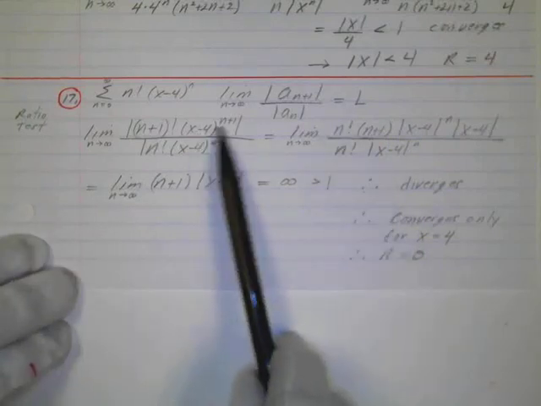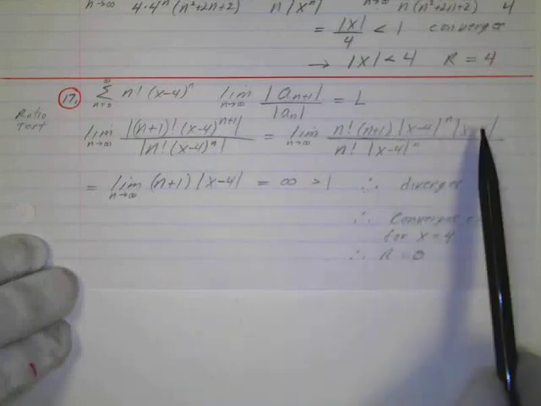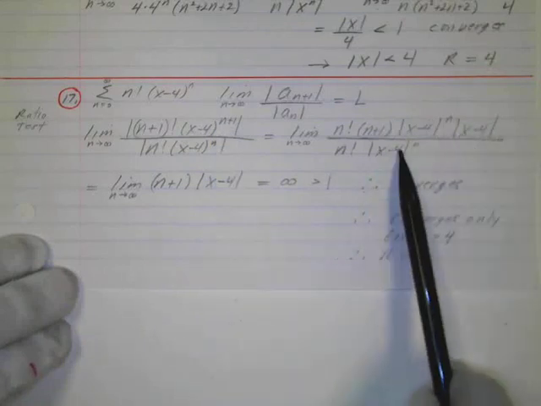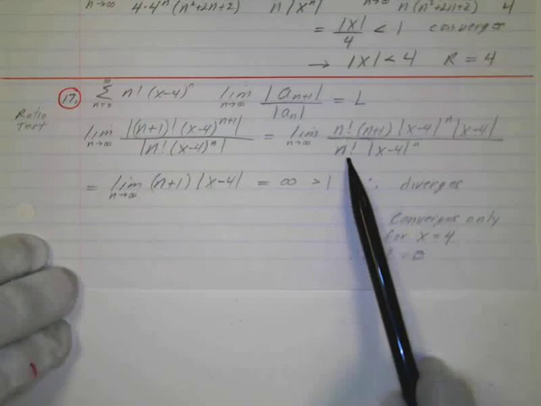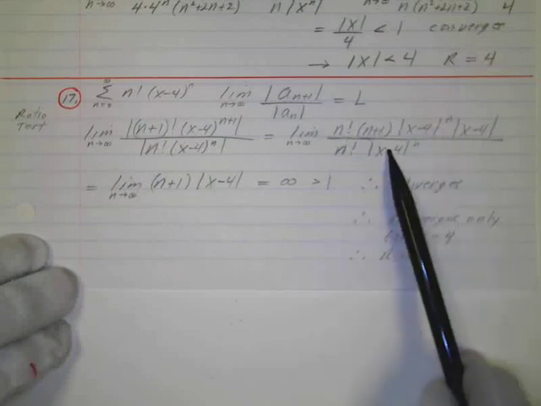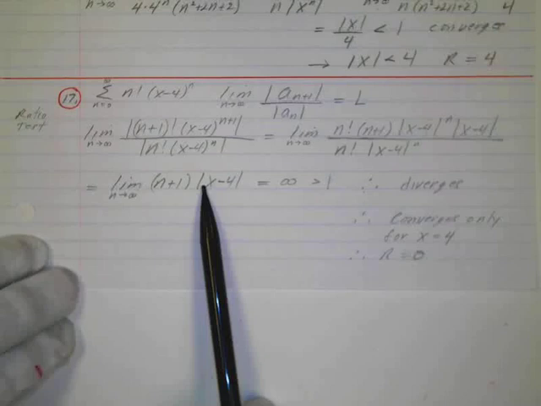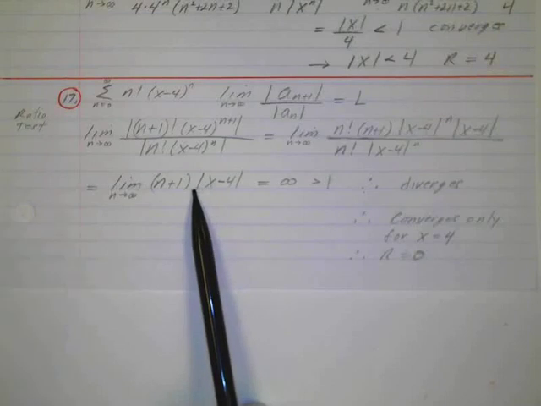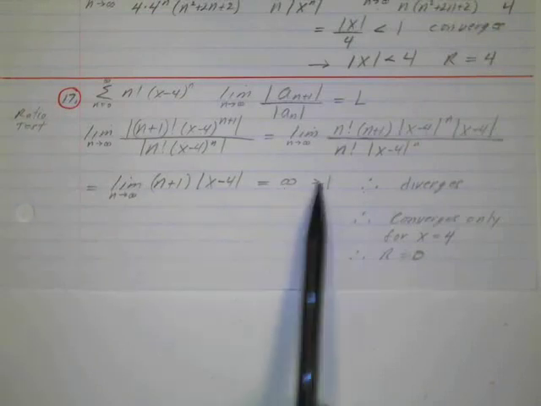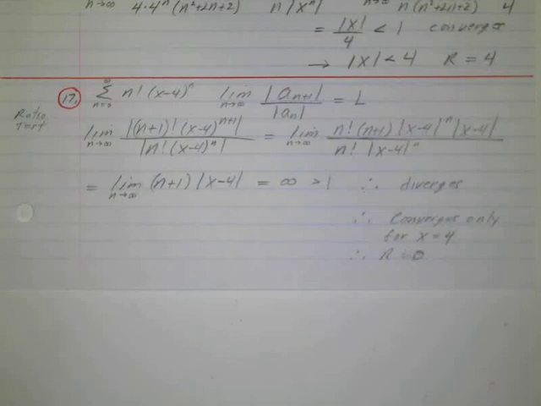And the same thing, I'll write this as (x minus 4) to the n times (x minus 4), over (x minus 4) to the n. So those can cancel. My n factorials cancel, and my (x minus 4) to the n's cancel. This is what I have. Now if I take the limit, I don't get any help. That's just going to be infinity. That's greater than 1, so it diverges.